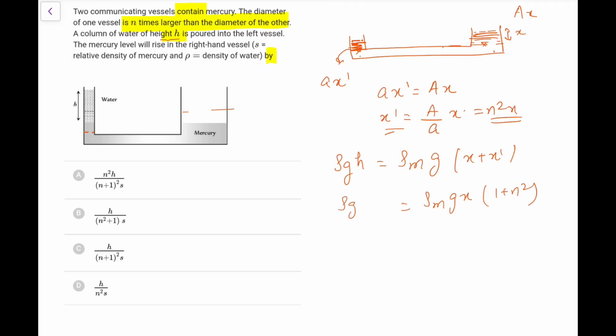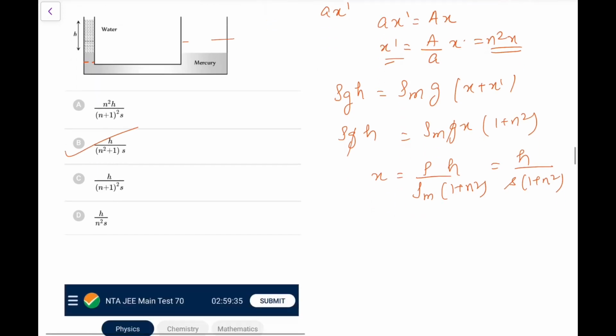So this is rho g h, where rho is of the water I am taking. So now the x would be rho upon rho of mercury, into h, divided by (1 plus n square), and this ratio is the specific density. It is given as relative density s, so x is h over s into (1 plus n square). No, not this one, you should not make this mistake, this would be this one, going by the logic. So it's a very nice question.